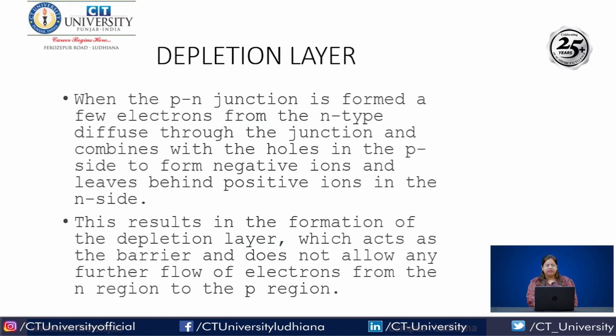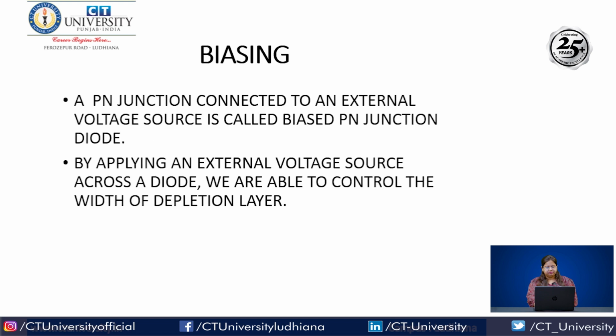When the PN junction is formed, a few electrons from the n-type diffuse through the junction and combine with the holes in the p side to form negative ions and leave behind positive ions in the n side. This results in the formation of the depletion layer, which acts as a barrier and does not allow any further flow of current from the N region to the P region.